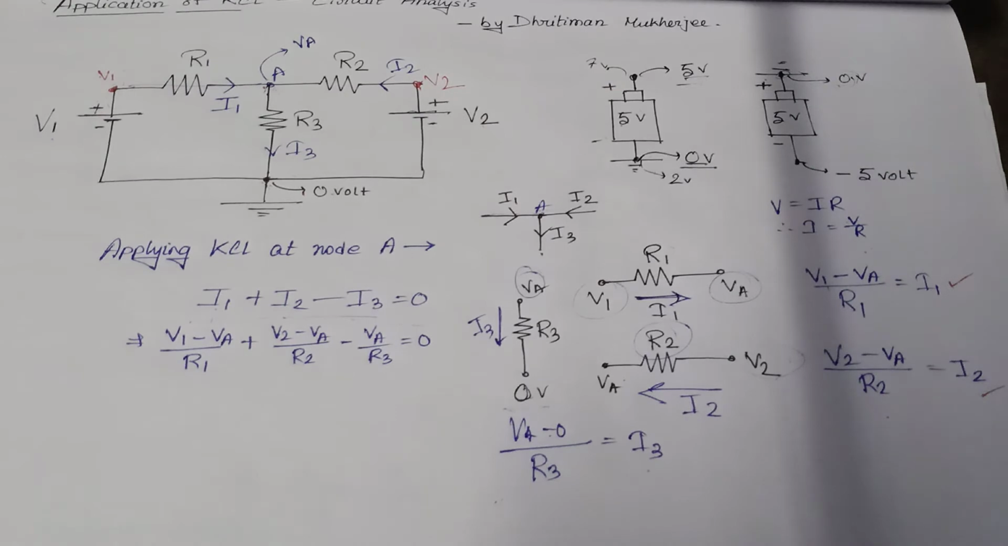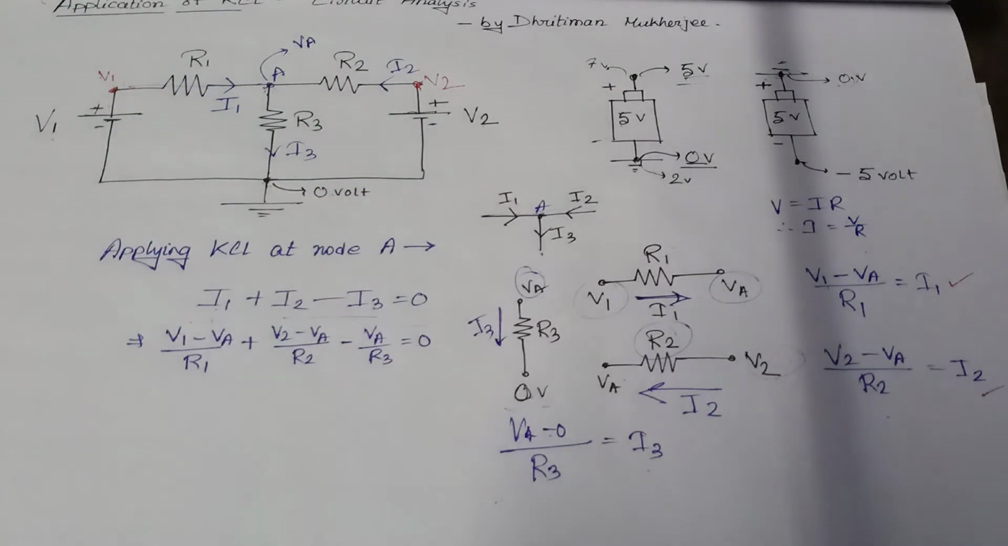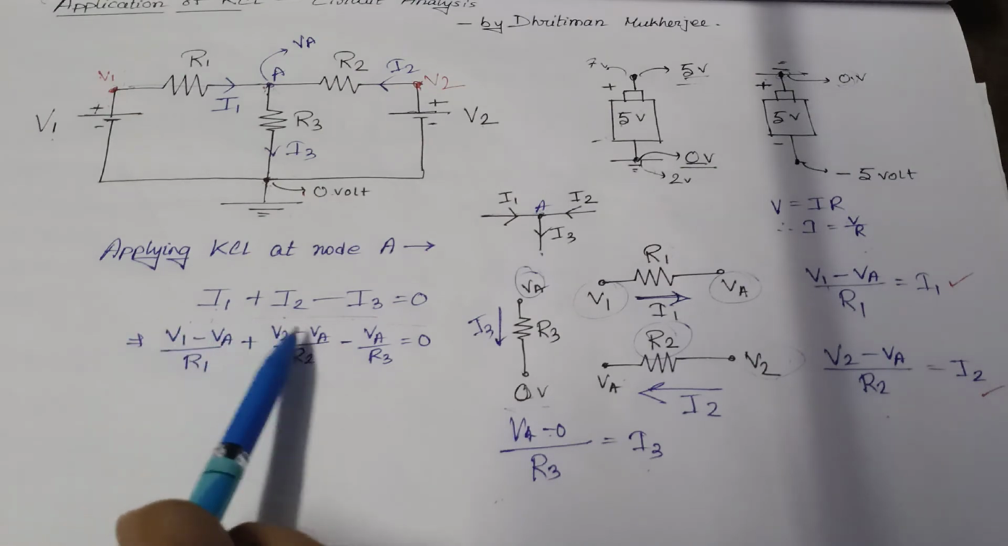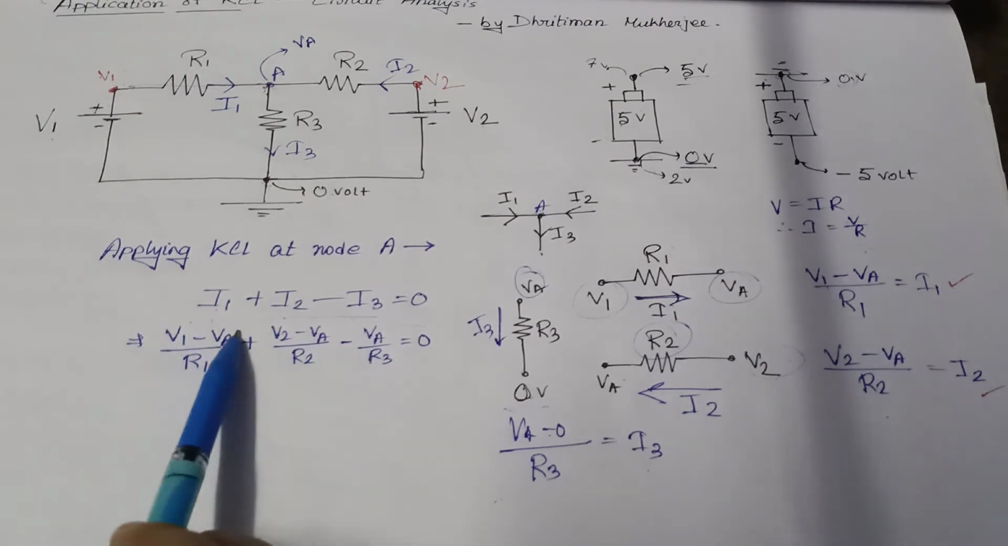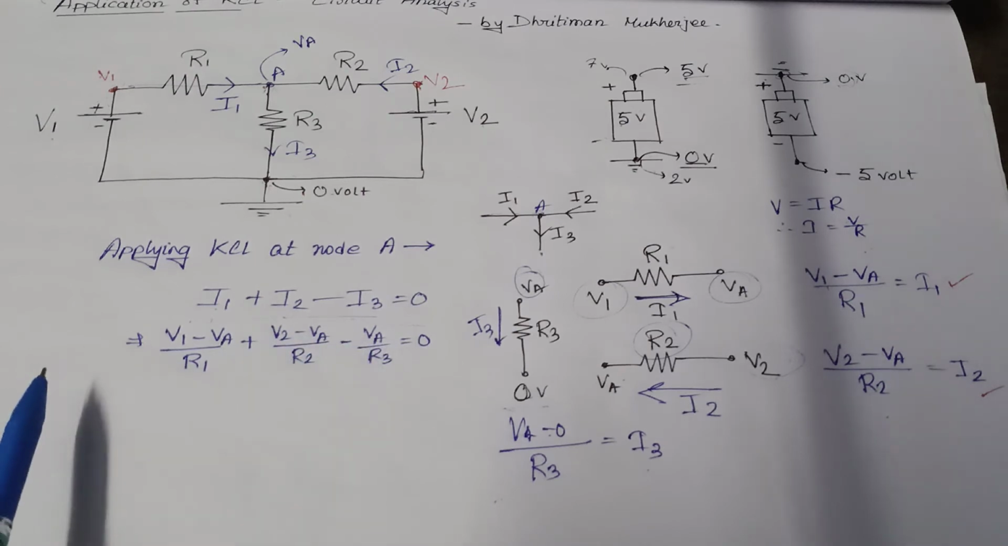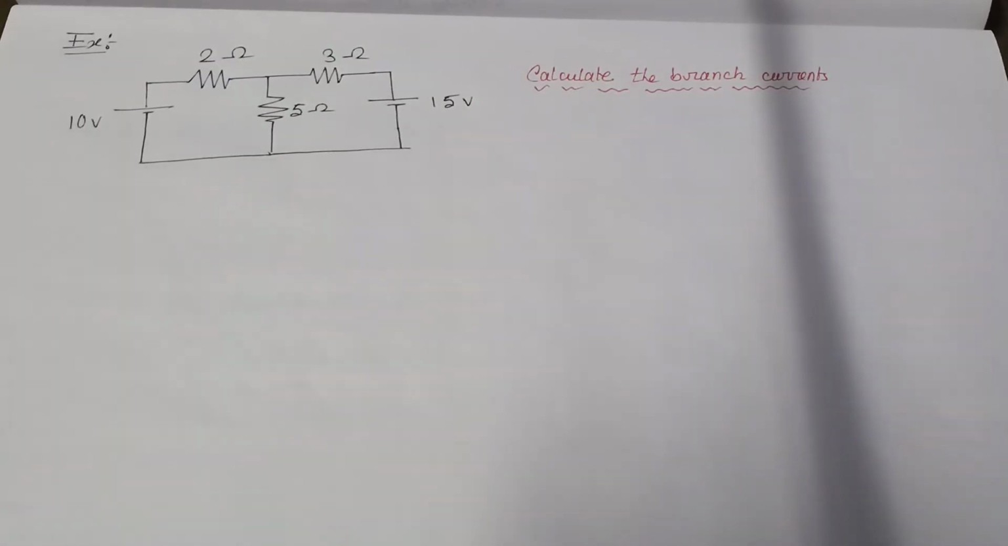Now imagine in the exam the values of R1, R2, R3 and V1, V2 will be given. So putting the values of V1, V2 and R1, R2, R3, you can easily calculate the value of this VA, right? So we will see an example. Is it clear? The concept should be clear. Okay, now see this example.